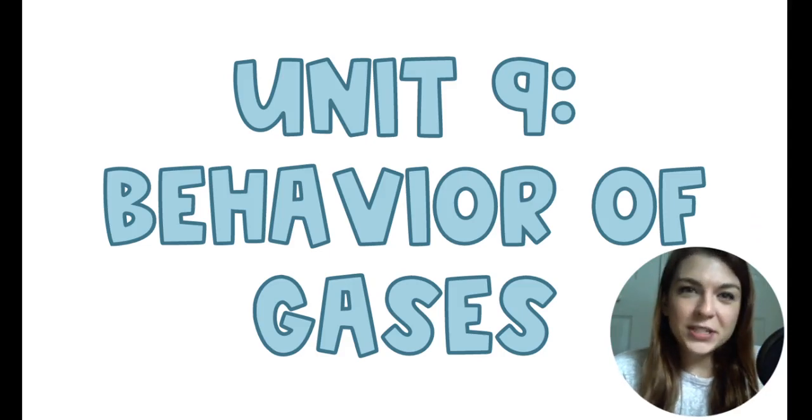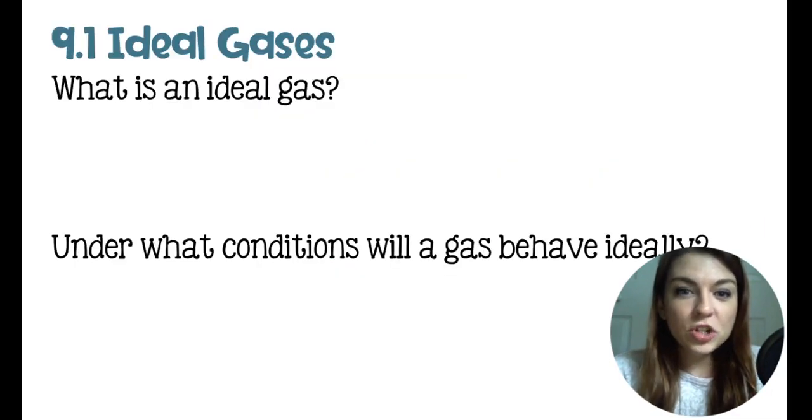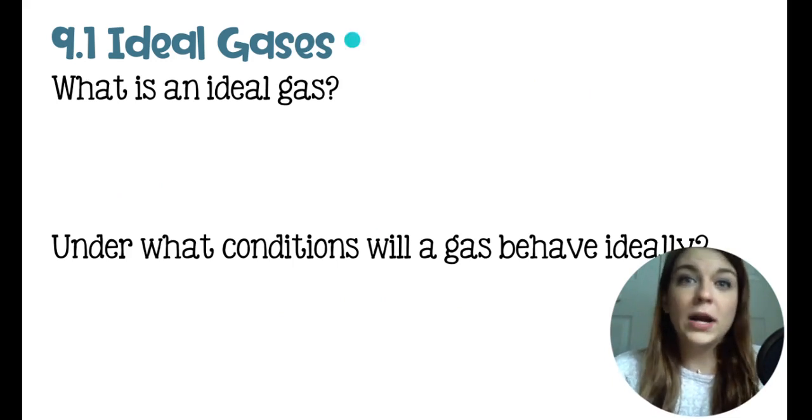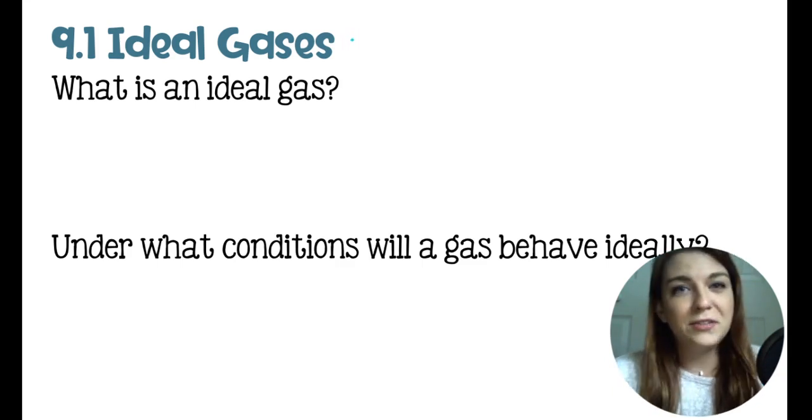Hello, welcome to this unit test or study guide on Unit 9, the behavior of gases. We're going to start off here talking about ideal gases. So the way this works, if you haven't seen one of these videos yet, the title up here tells you where to go if you need more help with these particular questions. So if you struggle with these, you should head to the video on ideal gases, which will have the code 9.1 because this is Unit 9 and that's the first lesson.